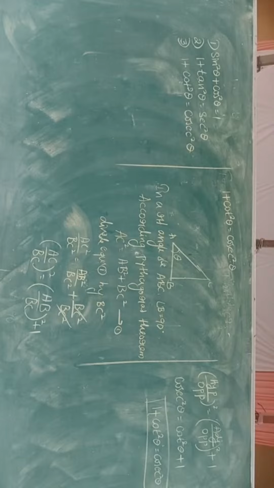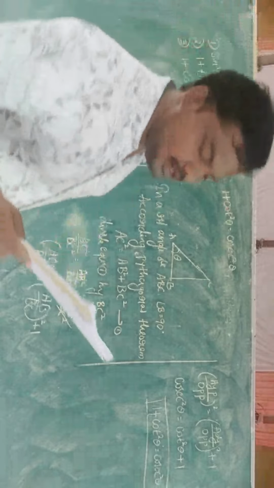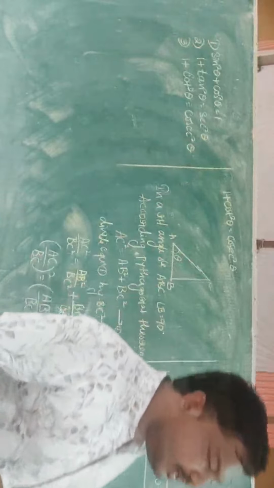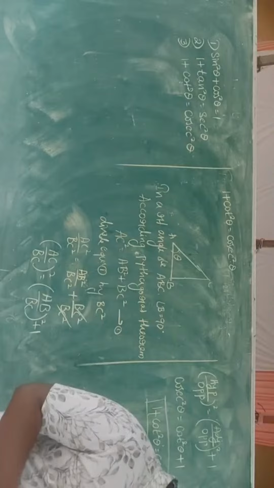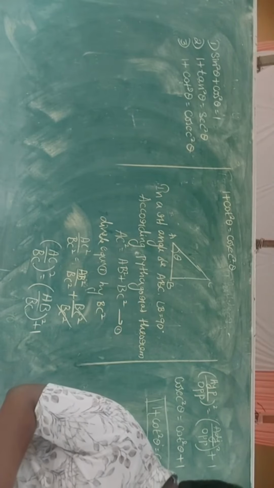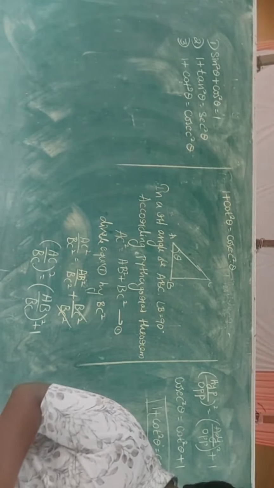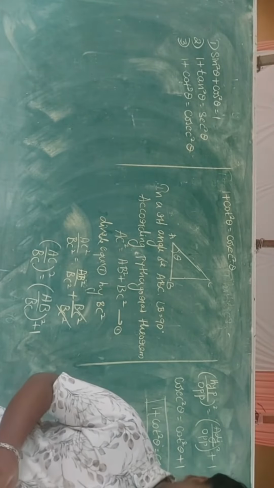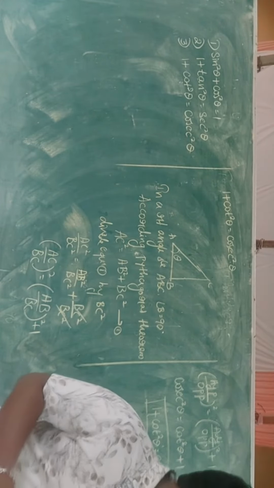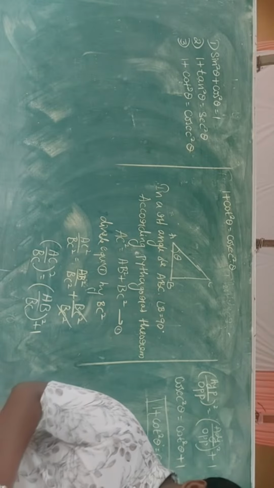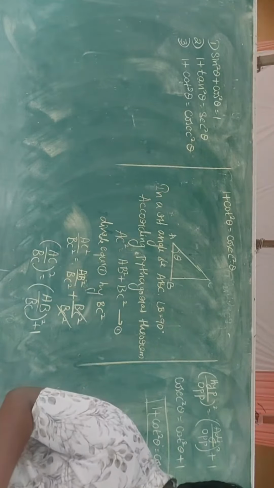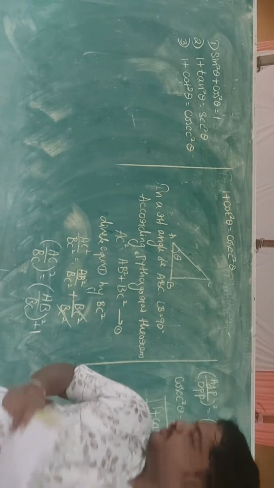Yes, we can take exercise number 8.3. First question: express the trigonometric ratios sin A, sec A and tan A in terms of cot A. We can express sin A in terms of cot A, sec A in terms of cot A, and similarly tan A in terms of cot A.